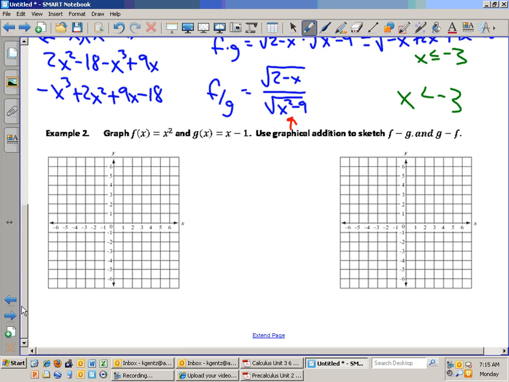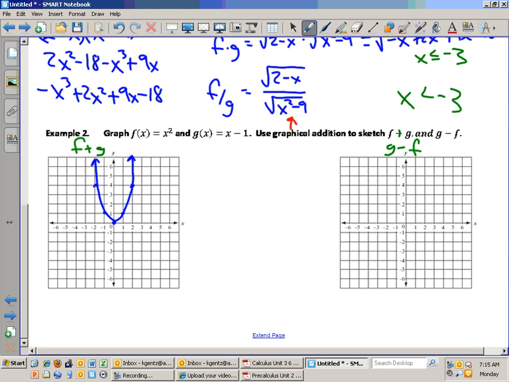Okay, let's do this last one. It says graph f of x equals x squared and g of x equals x minus 1, and use graphical addition to sketch f plus g and g minus f. So we'll do f plus g and g minus f. I'm going to put a few points up here. x squared, at 0 it's 0, 1 it's 1, 2 squared is 4, negative 1 is 1, negative 2 squared is 4, and I have this shape right there.